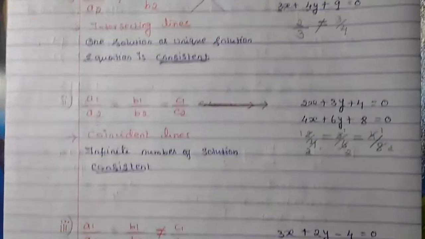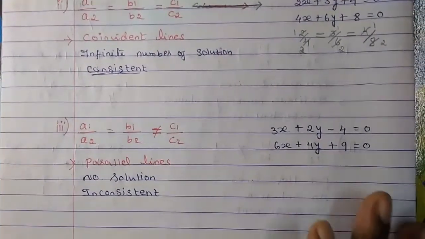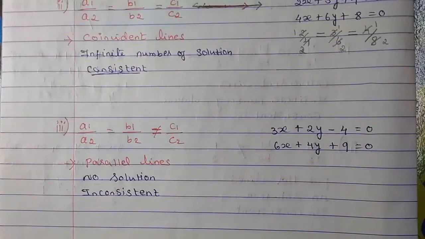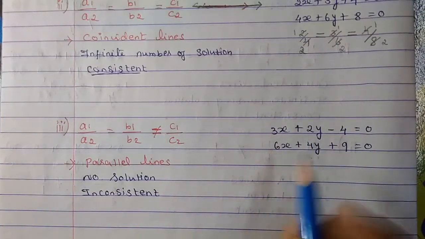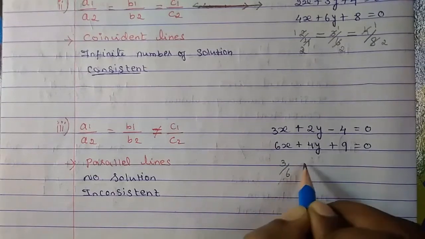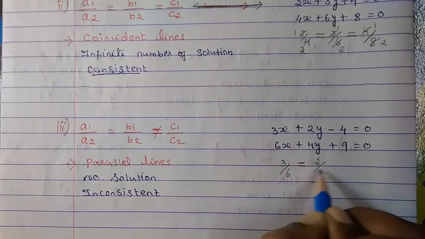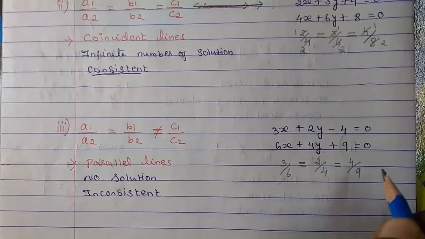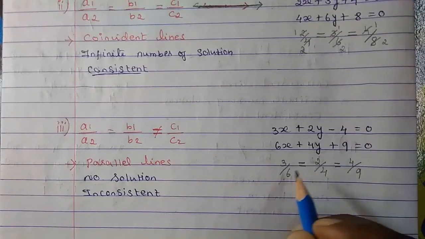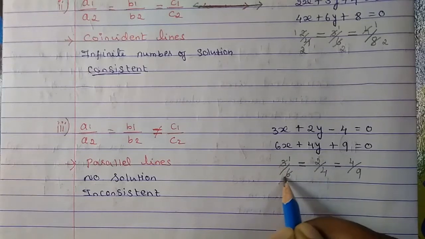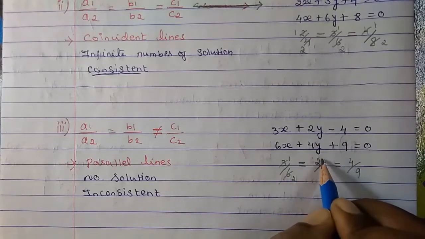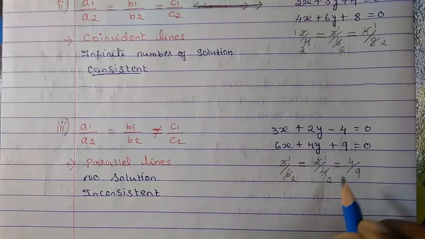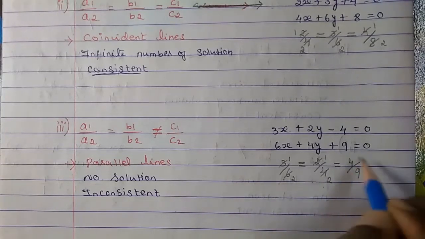So now let's see the third condition. Here is another example I have taken. This is 3 upon 6, this is 2 upon 4, this is 4 upon 9. Now let us simplify and see. With table 3, this is 1 and this is 2. With table 2, 1 time, here will come 2 times. So both are equal.